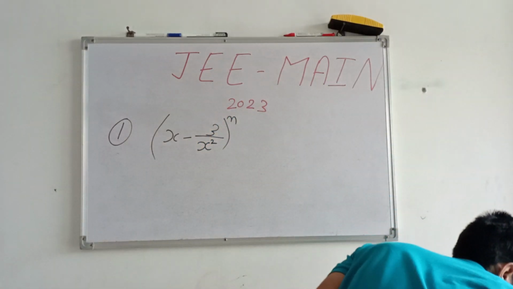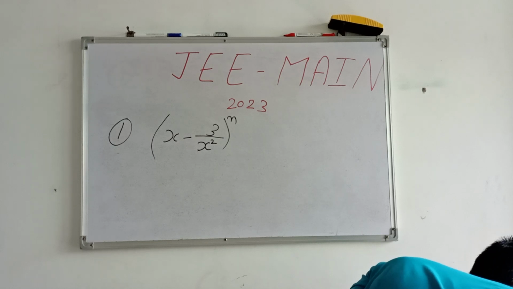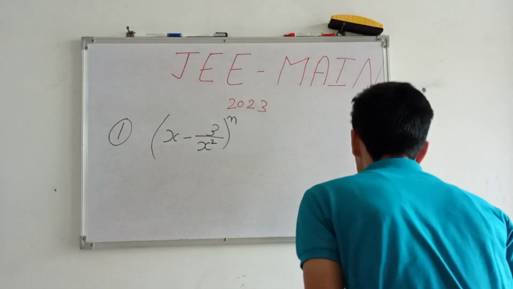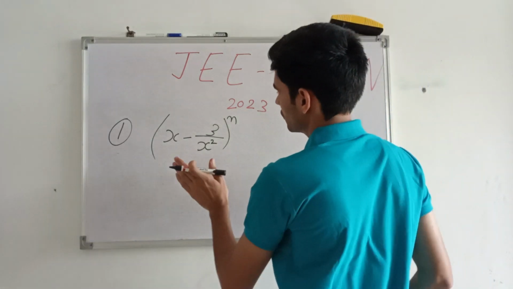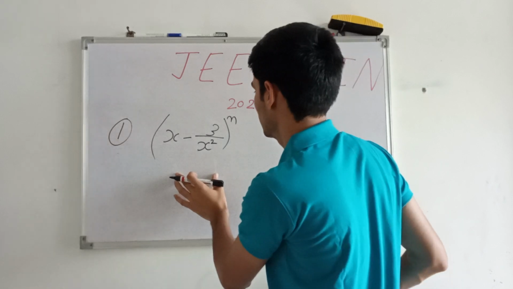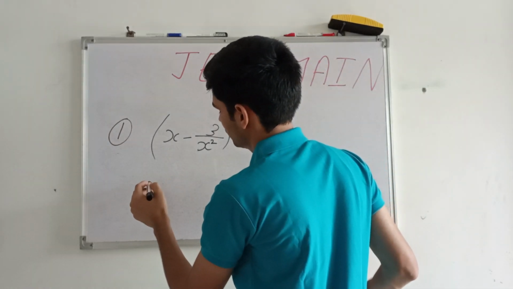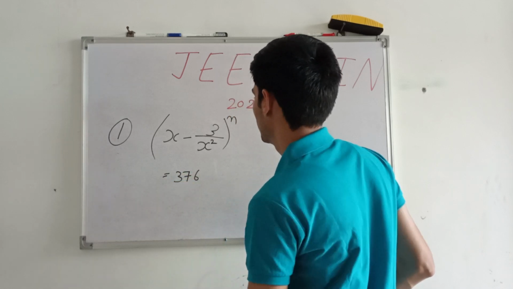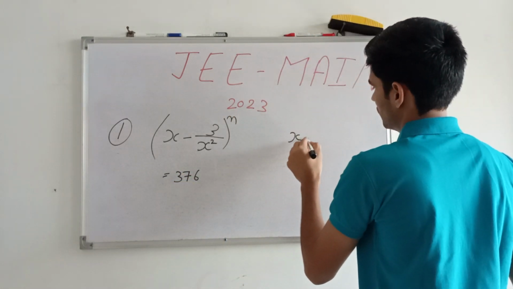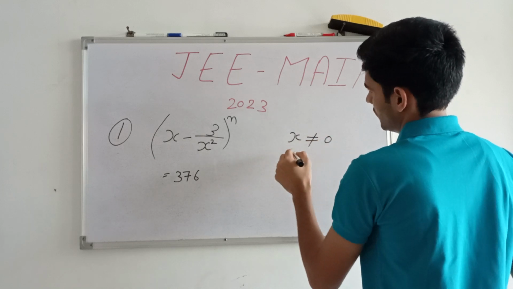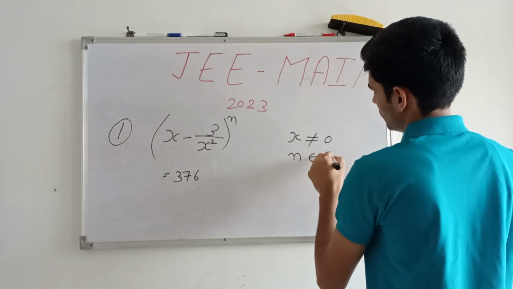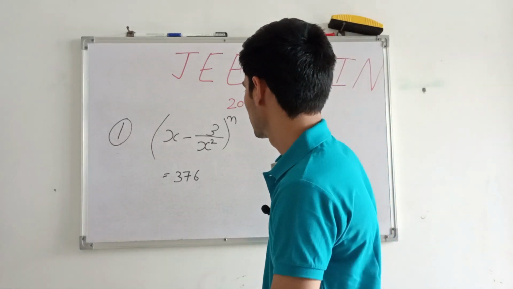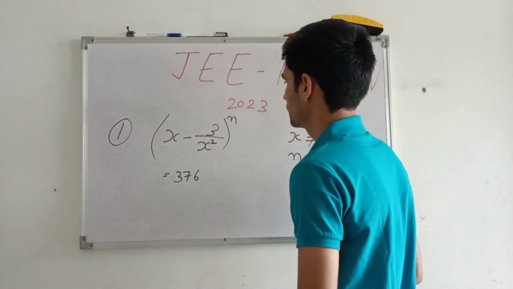So what we need to find here? It is given that the sum of the first three terms in the expansion of this is 376. So when we expand this, the sum of the first three terms is 376. And here, x is non-zero, n is a natural number. Now what will be the first three terms in the expansion?